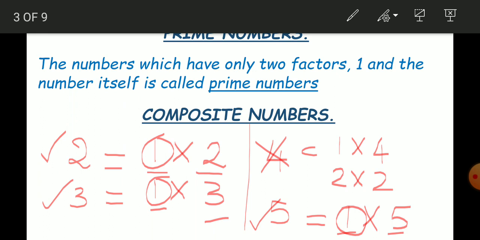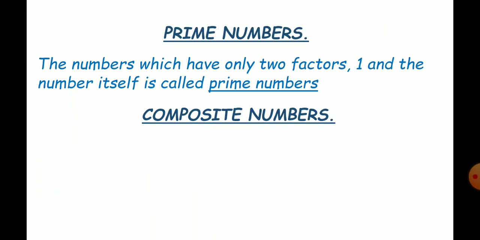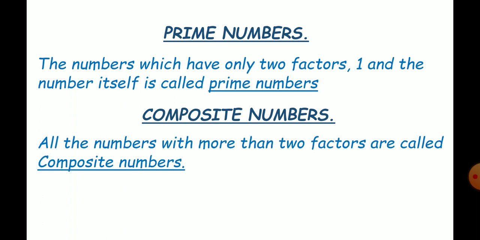Okay, next is composite numbers. So if prime numbers have only two factors, the remaining numbers will all be called composite numbers. Okay, all the numbers with more than two factors are called composite numbers. There we said 4 is not a prime number, right? Then 4 becomes a composite number.